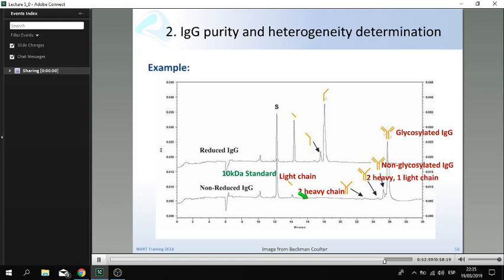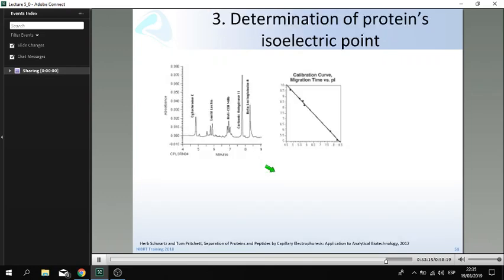But as long as this is really low and within your specification, you're happy. But just to show you how you can go more in depth into looking at what is actually happening with your antibody in your sample. This is not really something that you would be able to see just on a gel. And then determination of isoelectric point.